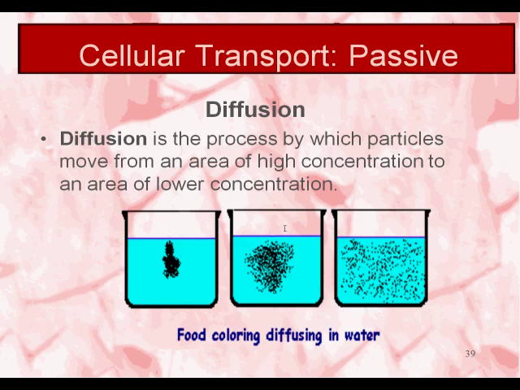Diffusion is the process by which particles move from an area of high concentration to an area of lower concentration. Note the example listed in the slide. Here we will place a drop of food coloring in a beaker of water. The molecules of the food coloring move from areas of high concentration to lower concentrations in the water, eventually reaching a state of equilibrium, as you can see in beaker 3.